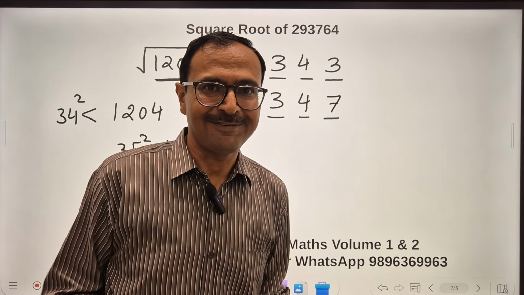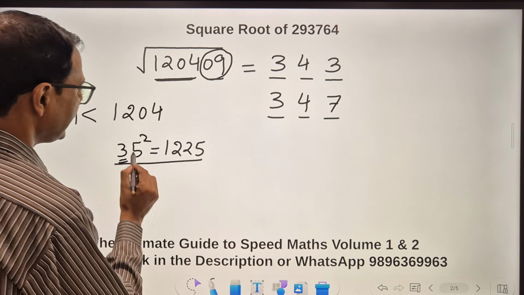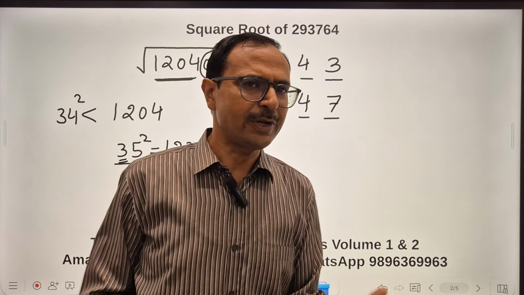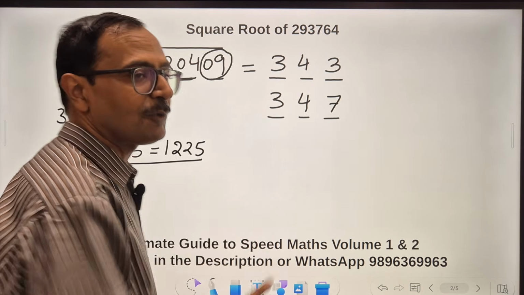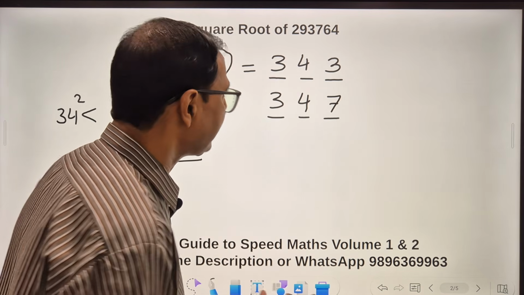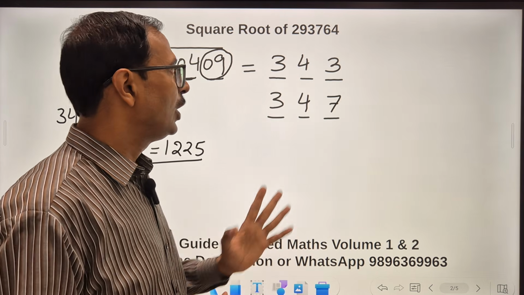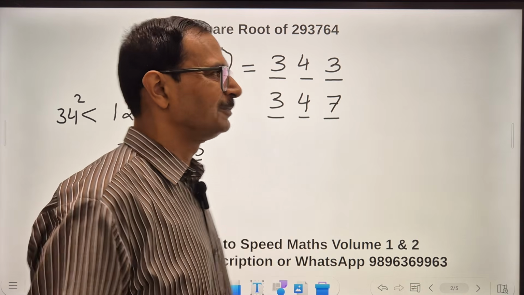And quite effective. If you know your Vedic maths well, how to square numbers ending in 5, then this approximation is not going to take much time. Now my answer is either 343 or 347. And for getting the correct answer out of these two, I have to use the digit sum method now.